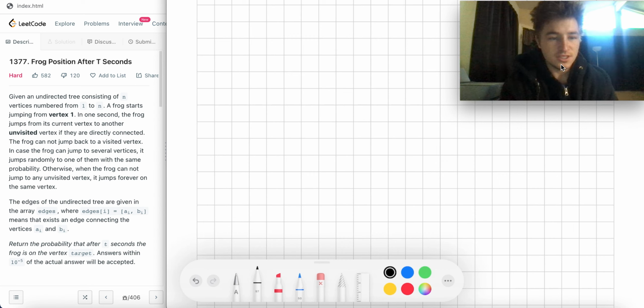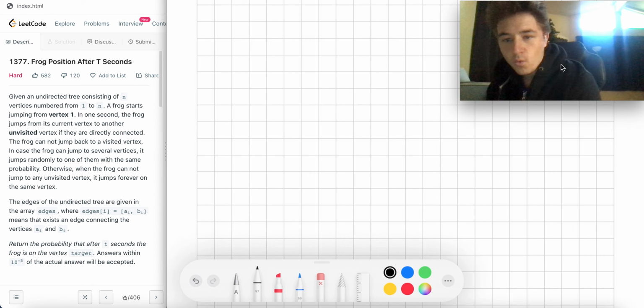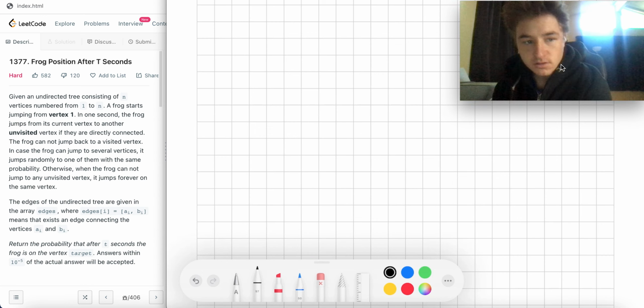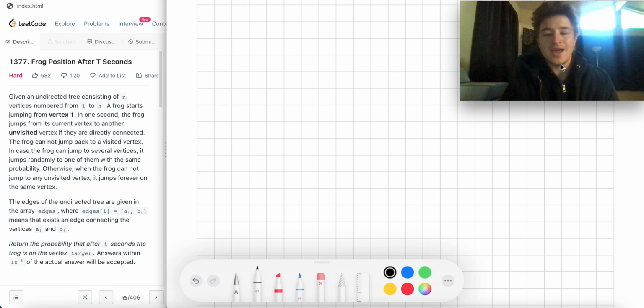Problem 1377, Frog Position After T Seconds.